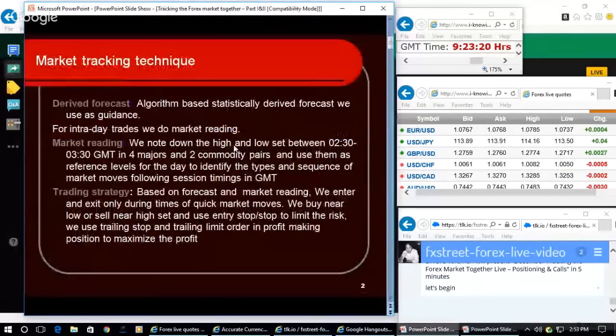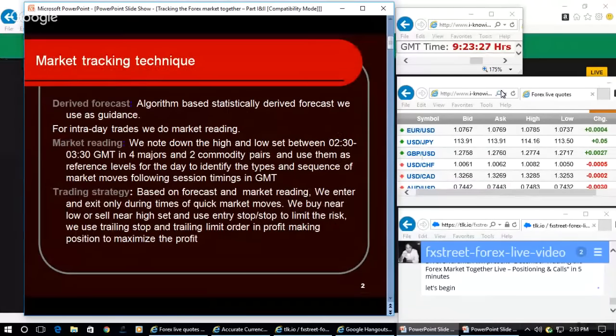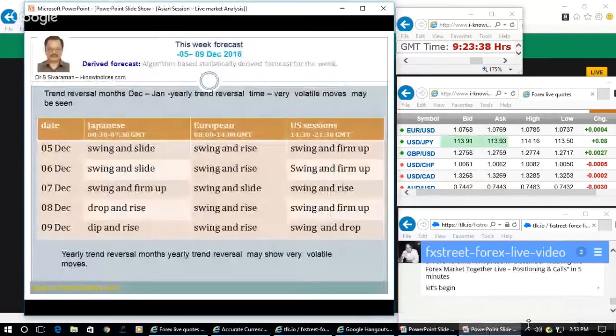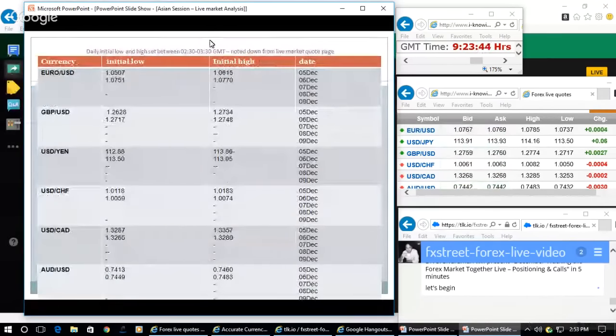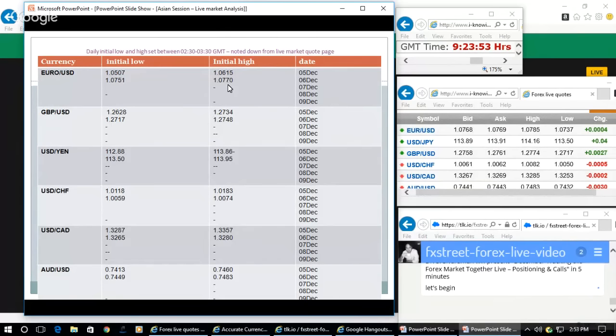Then the market trading. What is market trading? We note down the initial lows and highs with the help of the live market quote page. This is the live market quote page. Note down the initial lows and highs around 3:30 GMT and find out what sort of moves the market is making. I have made a note of the initial lows and highs by 3:30 GMT. Euro formed the low 1.0751 and the high was 1.0770.